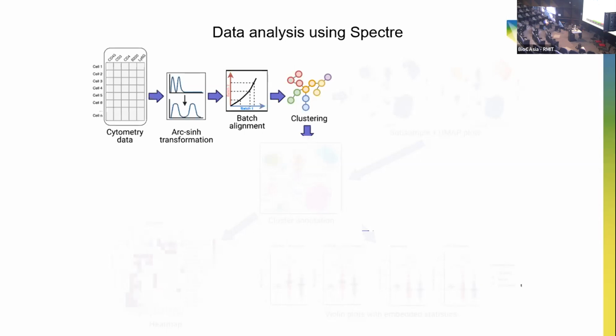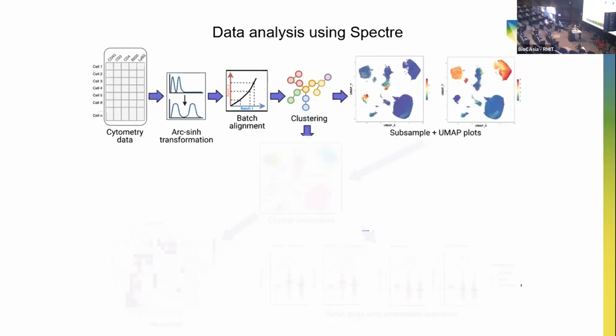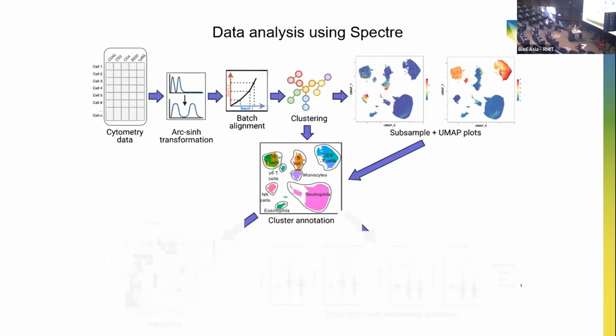as Elijah has mentioned. And then, slightly different from single cell, we do subsampling first, because we have way too many cells, so we have to subsample before we run UMAP, because otherwise it would just take way too long. And then after that, you can use Spectre to draw UMAP plots to visualize any protein expressions that are of interest, and then use that information together with the clustering information to do cluster annotation.